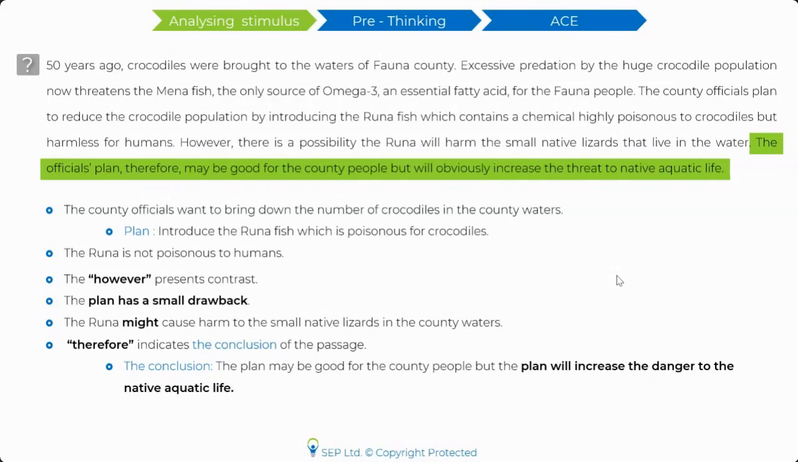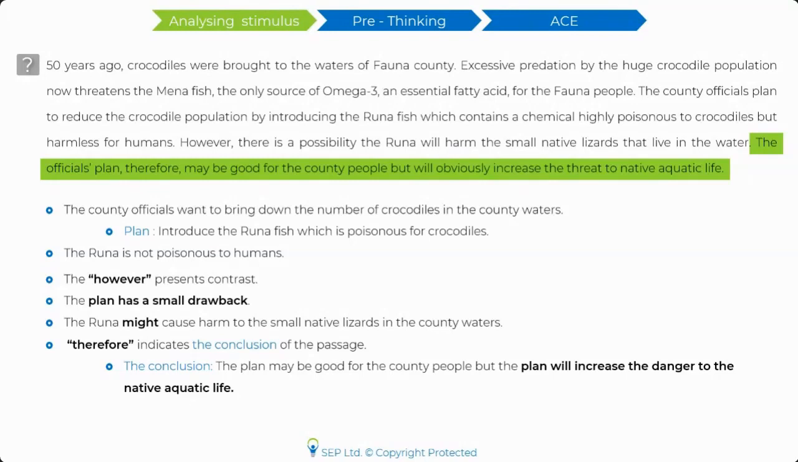Now tell me, guys, what is the main conclusion? So the conclusion contains two parts, the part before but and the part after but. Can you tell me which part is the main conclusion? Therefore is not a contrast, Pratibha. Therefore is always about a conclusion. Okay, never about a contrast. Yes, what is the main conclusion?